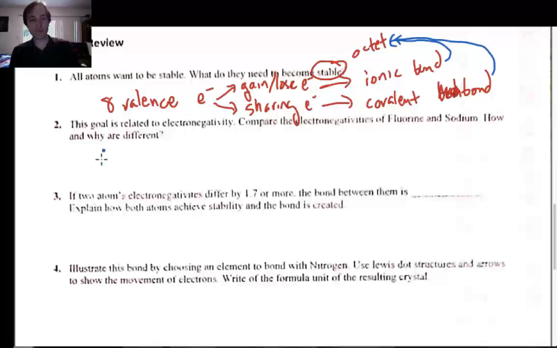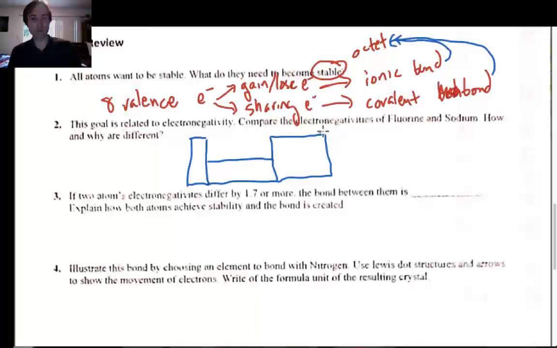Okay, that's the goal. So moving on to question 2, it says this goal is related to electronegativity. Compare the electronegativities of fluorine and sodium. How and why are they different? So if we just look at the periodic table, if I draw my little periodic table drawing here, just to think about their locations, sodium is over here and fluorine is over here. So based on that, electronegativity increases going up and to the right.